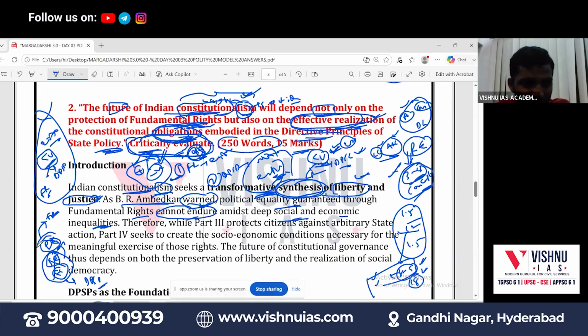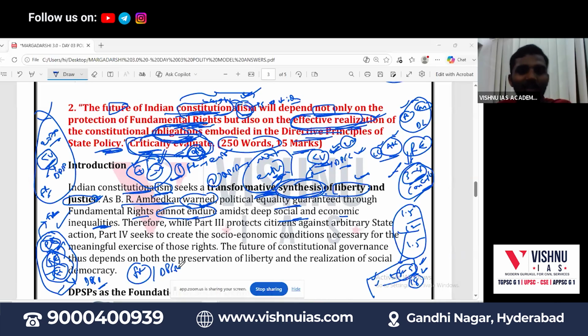So Ambedkar is saying you should have these three things: political equality, social equality, economic equality. That means again fundamental rights should be equally seen with the DPSPs. Okay, that is the idea. So therefore, Part 3 protects the citizens against arbitrary state action.